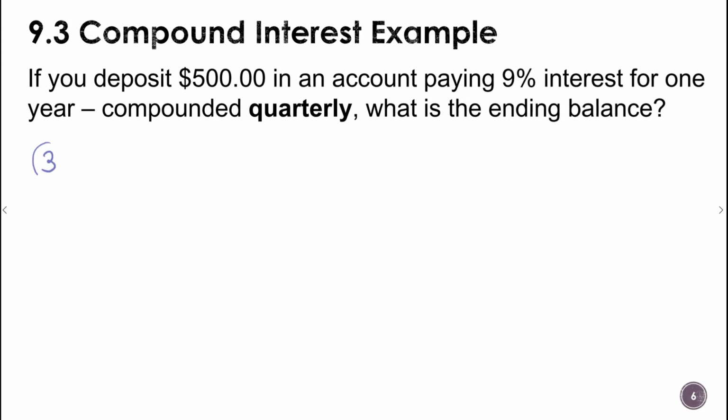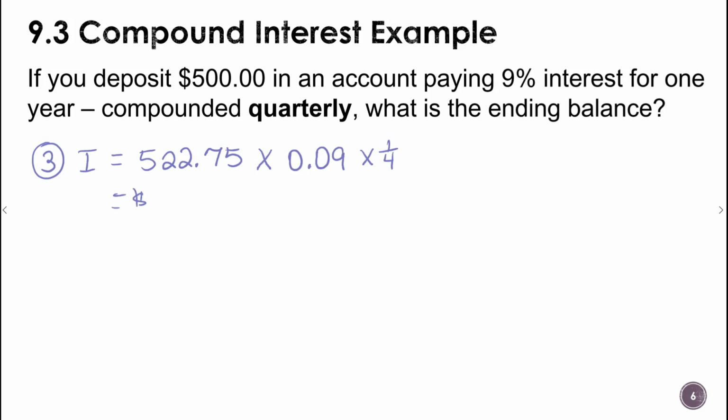And so step 3, did I number that step 2? I'm going to use this number, $522.75, because I get interest earned on top of interest. And same way, right, 0.09 times 1/4. So I get $11.76, and then I'm going to add that, right? I'm going to add these two together.